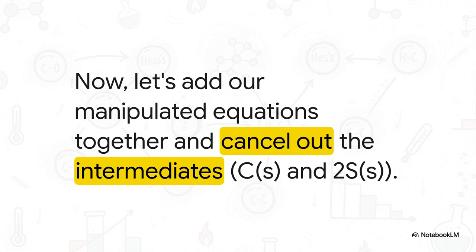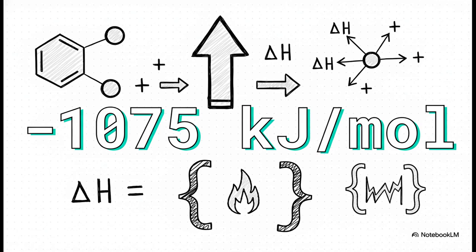And look what happens. See how we have a solid carbon on the left and 1 on the right? And 2 solid sulfurs on the left and 2 on the right? These are called intermediates. They're like temporary workers. They show up for a bit but aren't in the final product. So, just like in math class, if something's on both sides, we can just cancel them out. And once the dust settles, look what we're left with. It's our target equation, perfectly built from our pieces.